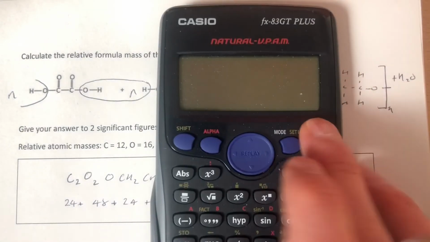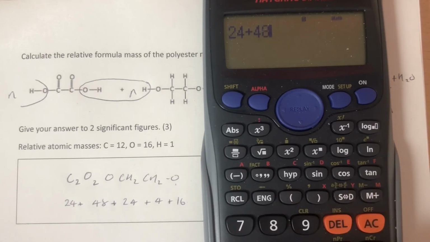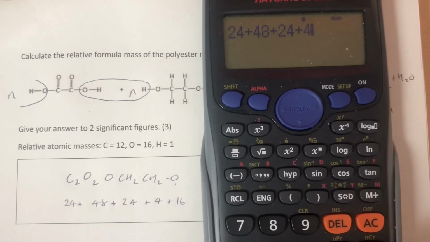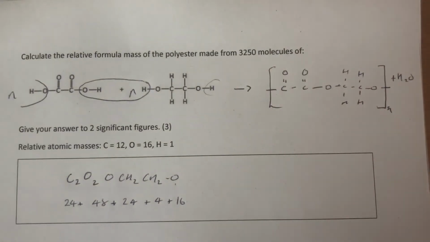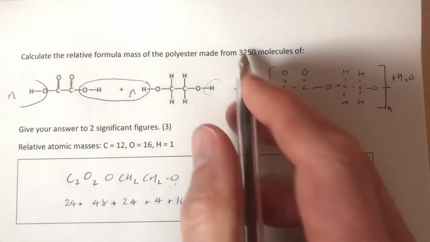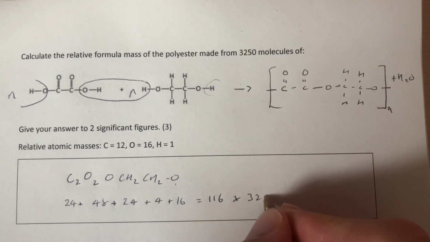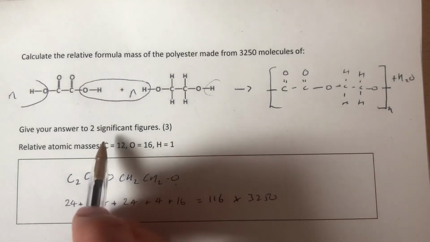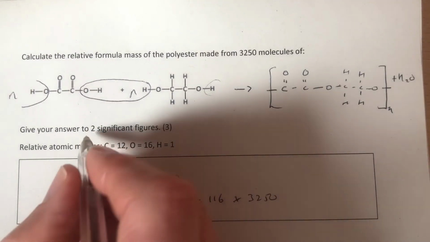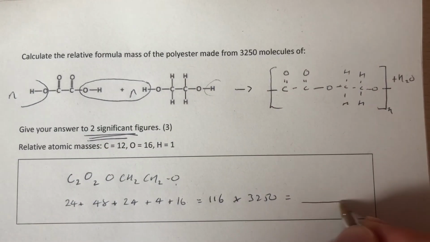Let's put all that together like so. That's going to be 24 plus 48 plus 24 plus 4 plus 16 equals 116. And then we obviously need to multiply that. That's 1 molecule now, 1 molecule of the polymer. We need 3,250 of them, times 3,250. And we've got to do our answer to 2 significant figures. Let's just underline that there. Okay, equals. Well, I'm going to let you finish that one off.